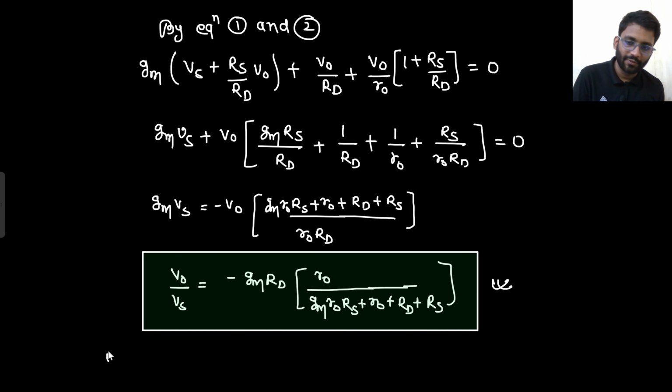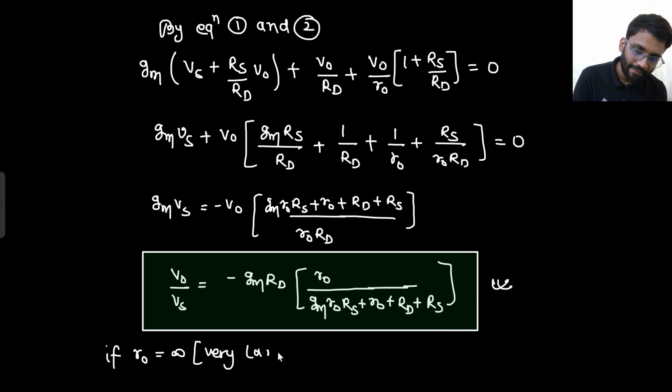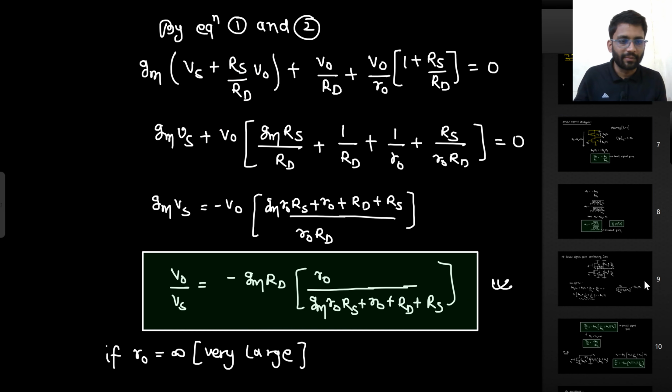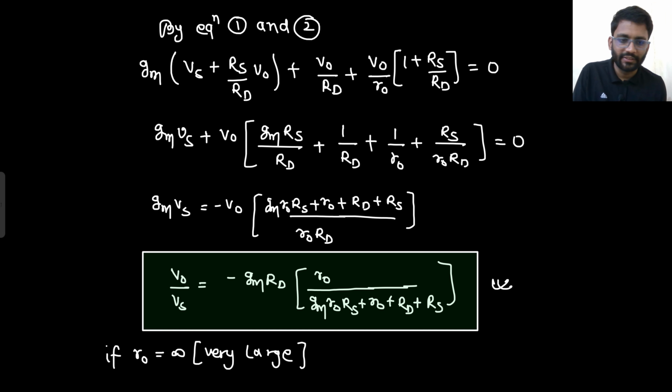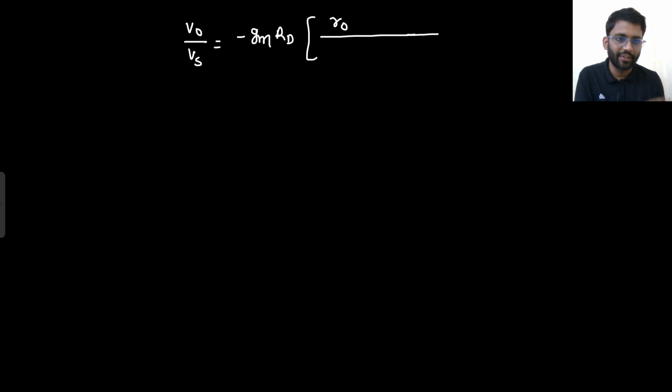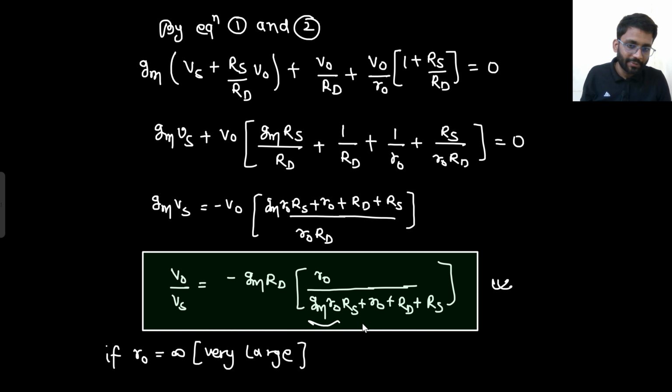So let's check. If R naught equals infinity or very large, then what will happen? Let me add a page. V naught by Vs will be equal to this, minus Gm Rd will be there as it is. R naught is very large. Let's keep it here only. We have to basically find the limit, R naught tending to infinity. What will happen to this expression?